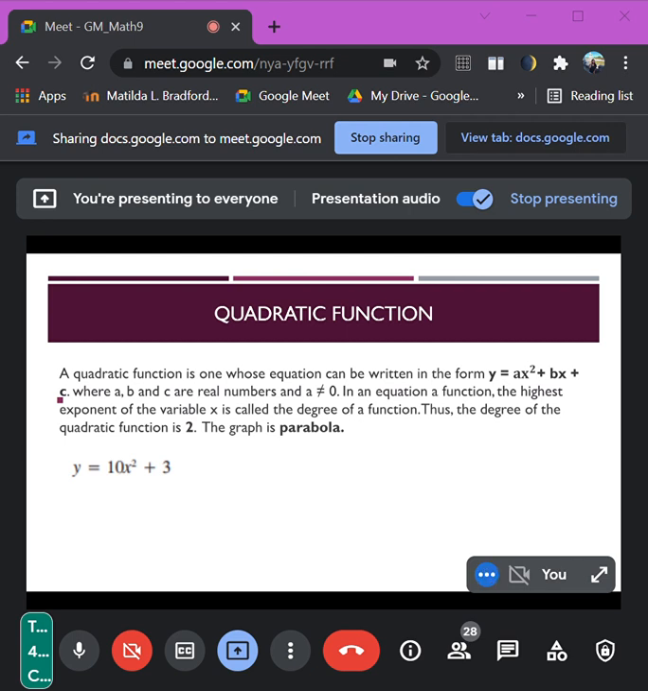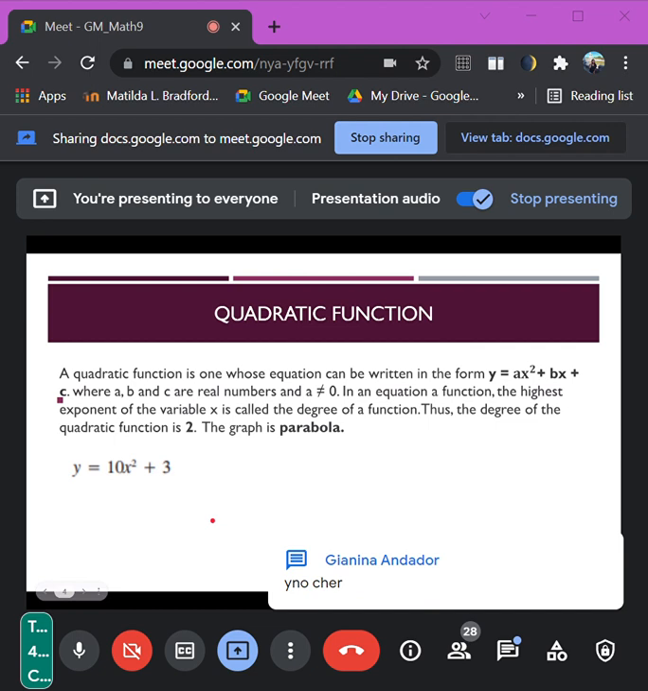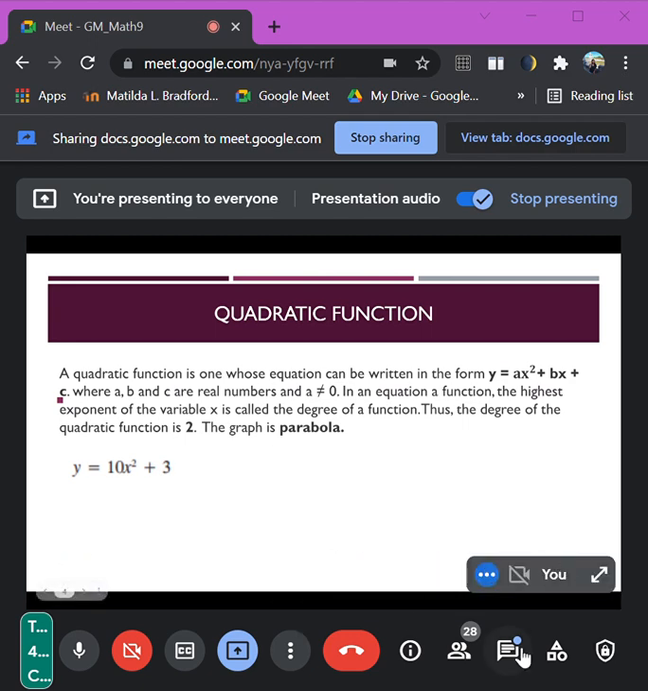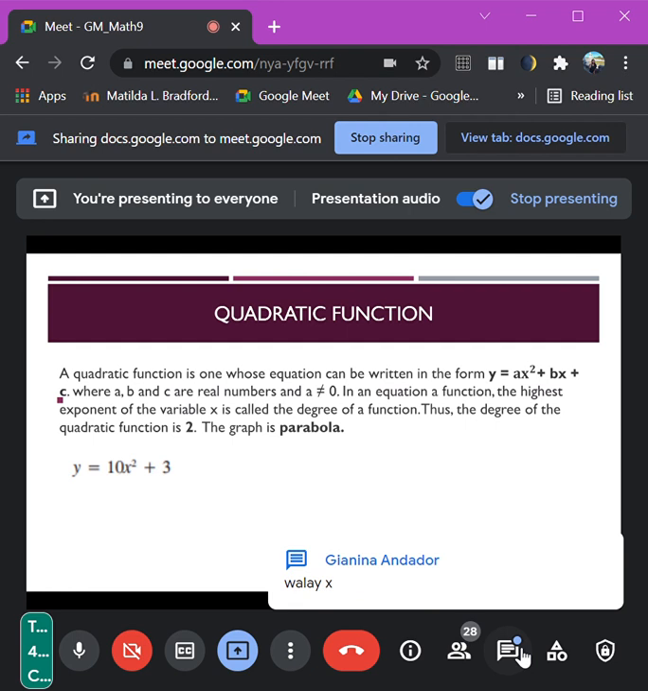Okay, try to identify using the definition given earlier. No. Why no? Someone says there is no linear term, sir, no bx. Okay. But actually, it is a yes.